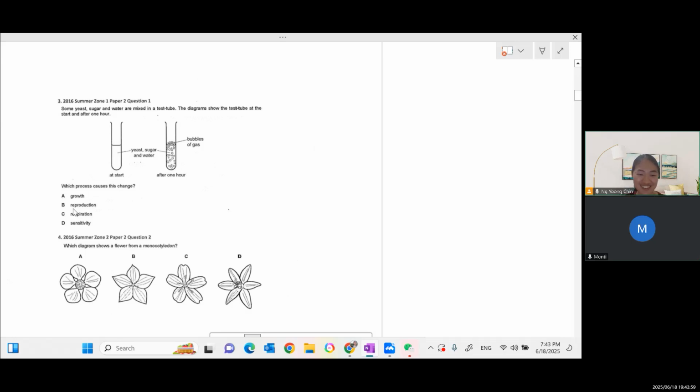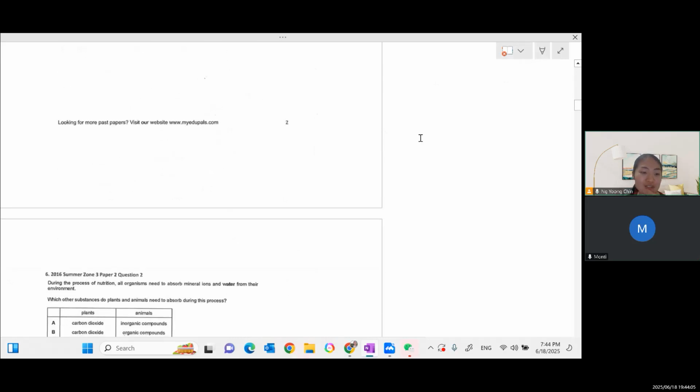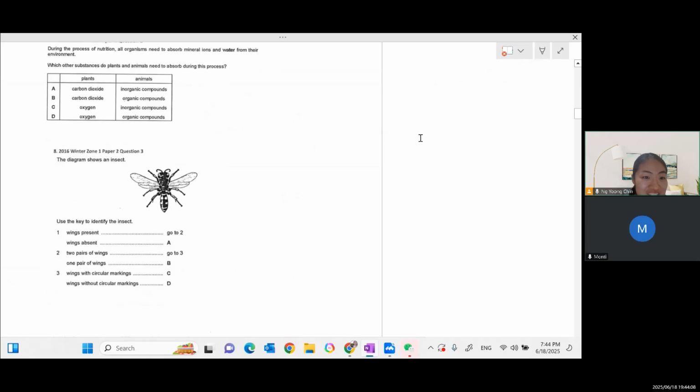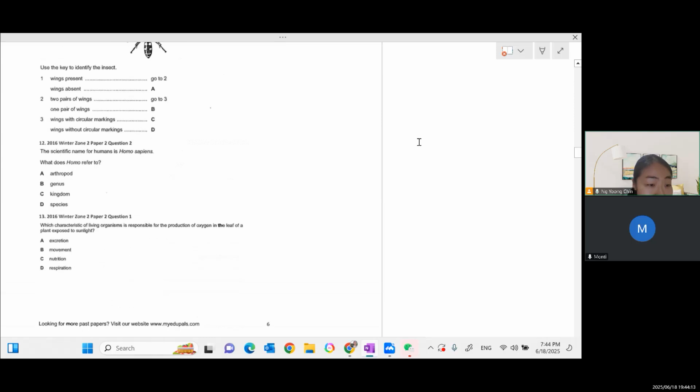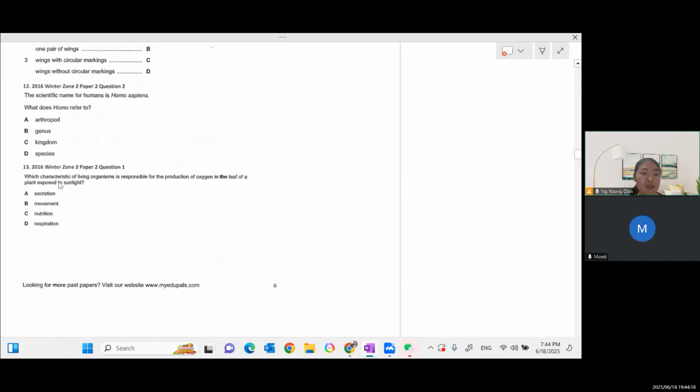Congratulations. You get the correct answer. That means you know the knowledge. Then we try one more. I cannot choose other questions because you haven't learned them yet. We try number 13. Which characteristic of a living organism is responsible for production of oxygen in the leaf of a plant exposed to sunlight? See, the plant produces oxygen. Respiration also. The answer is C, nutrition.